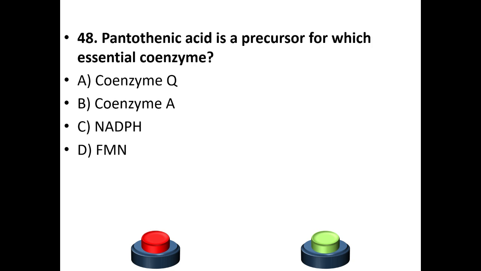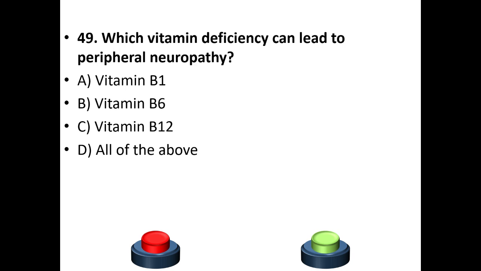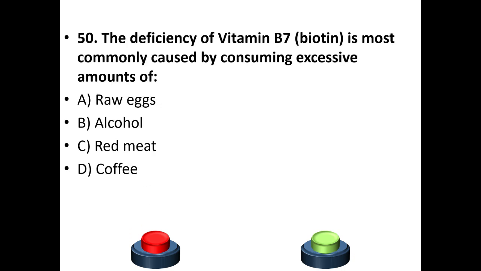48. Pantothenic acid is a precursor for which essential coenzyme? Coenzyme Q, coenzyme A, NADPH, FMN. Which is the answer? Here the answer is coenzyme A, option B. 49. Which vitamin deficiency can lead to peripheral neuropathy? Vitamin B1, B6, vitamin B12, all the above. Which is the answer? Your answer is D, all of the above.